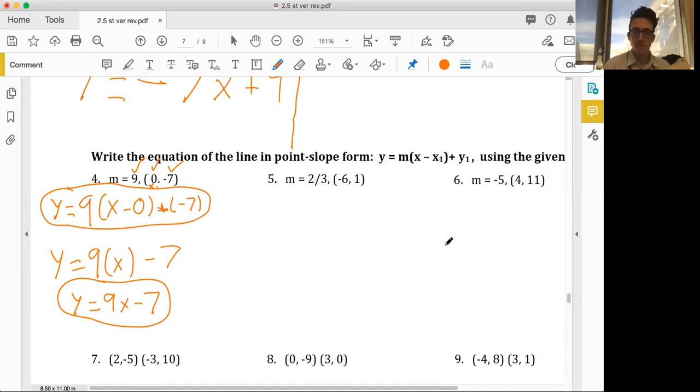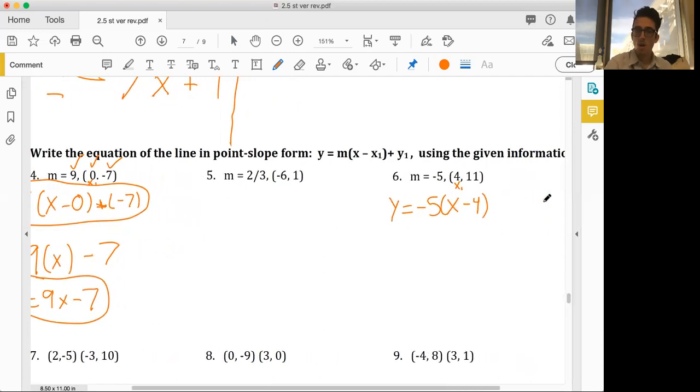All right, I'll actually do another one. Y is going to be equal to our slope of -5. We then hit parentheses, we hit x. We're subtracting x1, which in this case is 4. And then we're adding on y1, which is just 11. So this is it. Done.